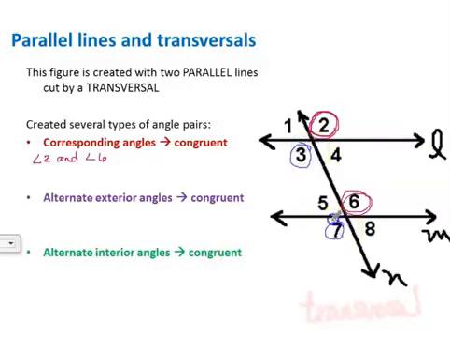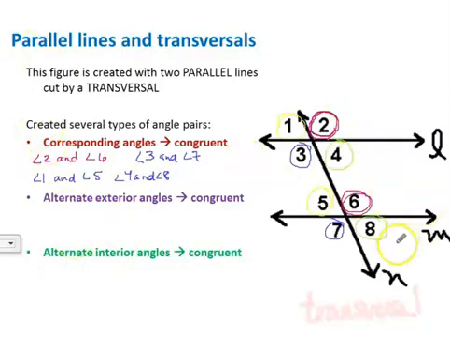3 and 7. So angles 3 and 7, those are corresponding. 1 and 5, those are also corresponding. And then 4 and 8. Those are all examples of sets of corresponding angles.